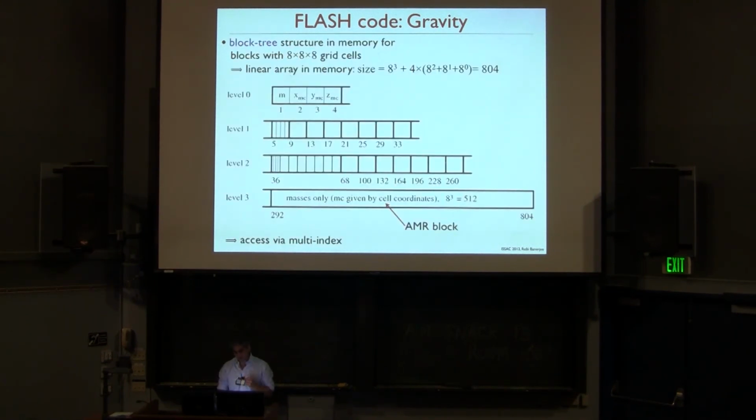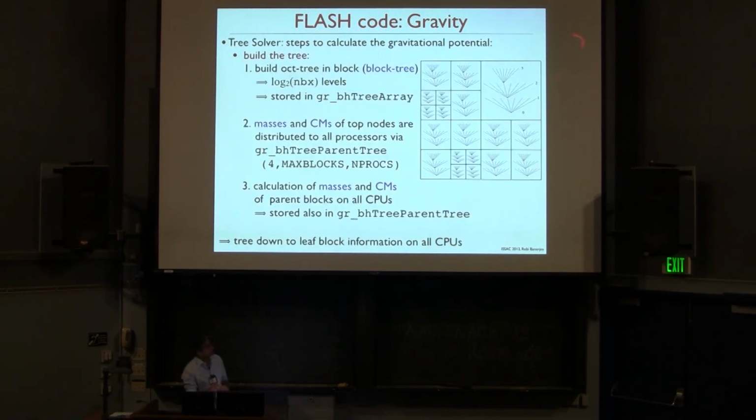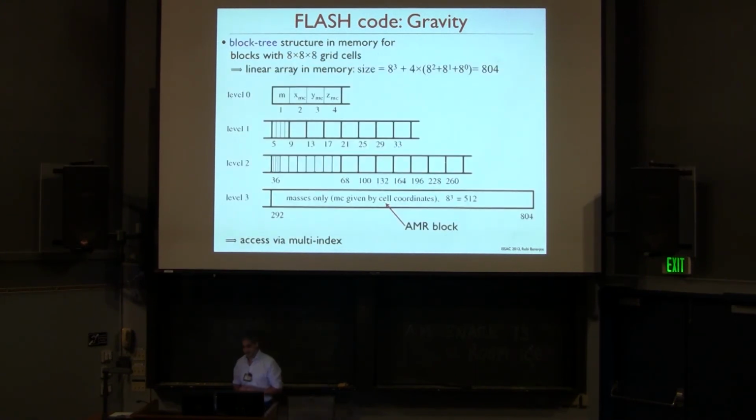So this is how such a block tree is distributed in memory. It's just a linear array. On each level, it holds 4 pieces of information, namely the mass and the coordinates of the center of mass. So for each block, you need not only these 512, but because of the hierarchical levels, 804 entries.